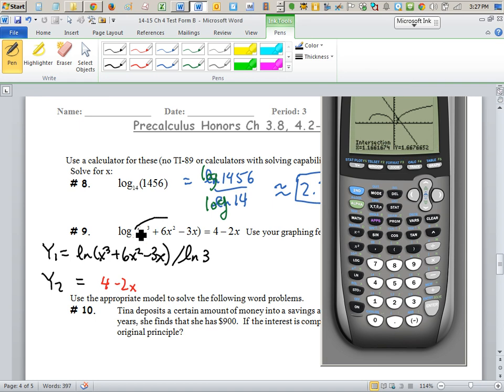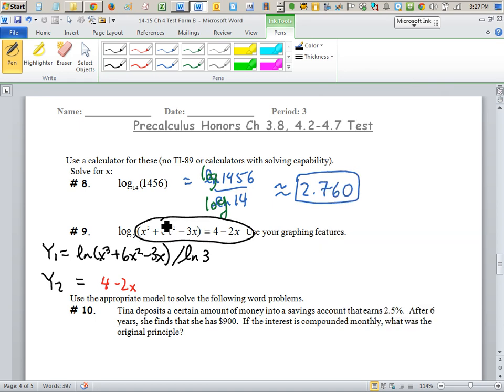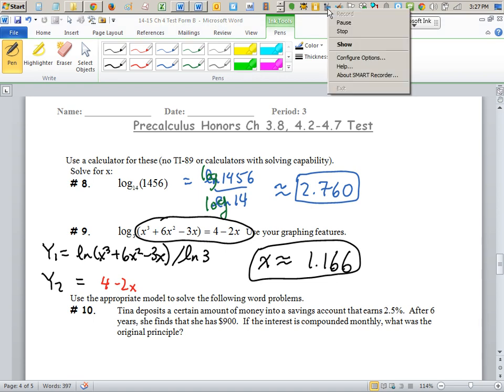Look at the original problem. What is x? See? So basically you want just the x coordinate of intersection, and it is about 1.166. Round it to the nearest thousandth. Okay, the next problem is a money problem, obviously.